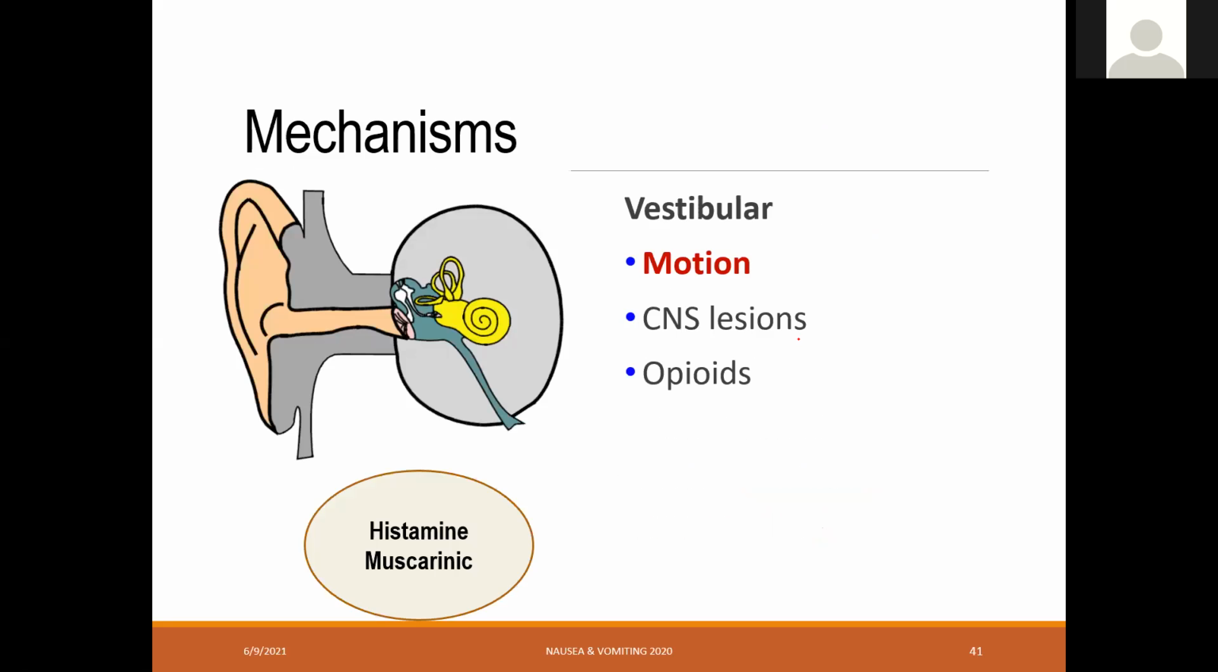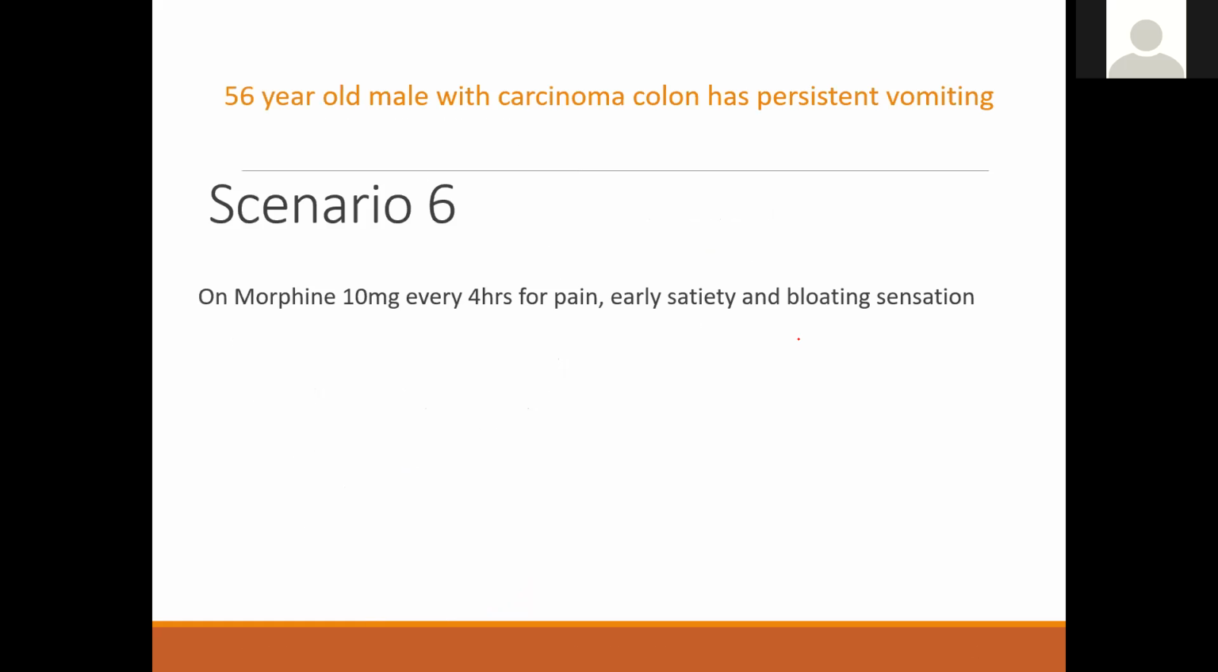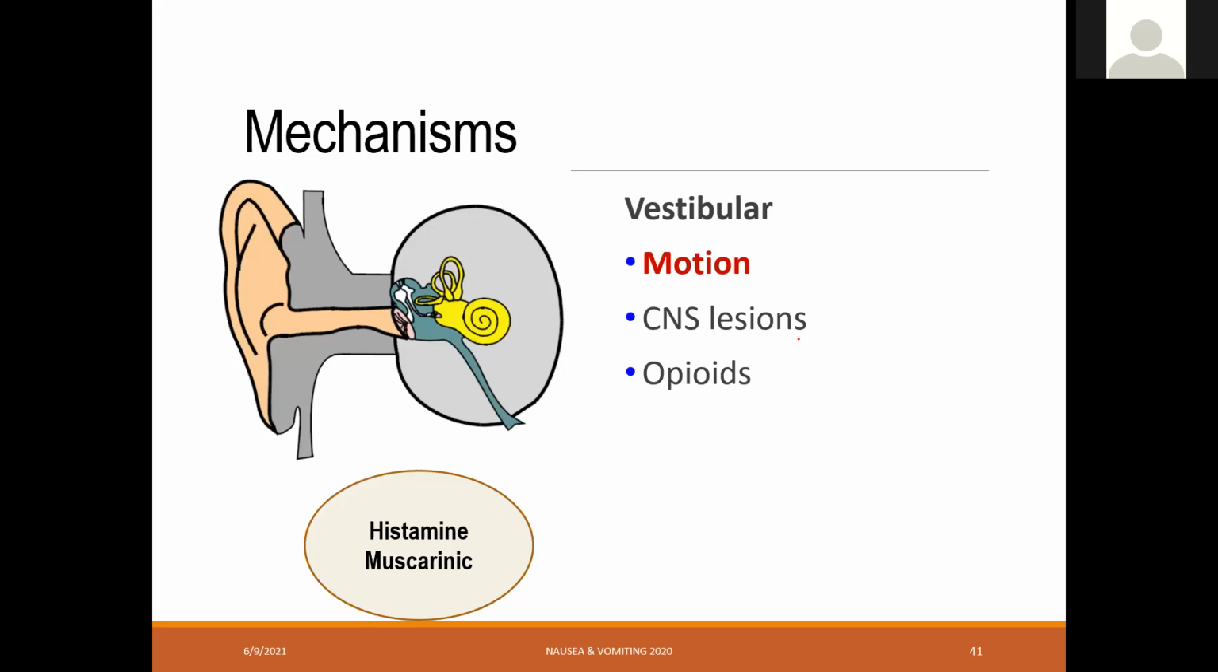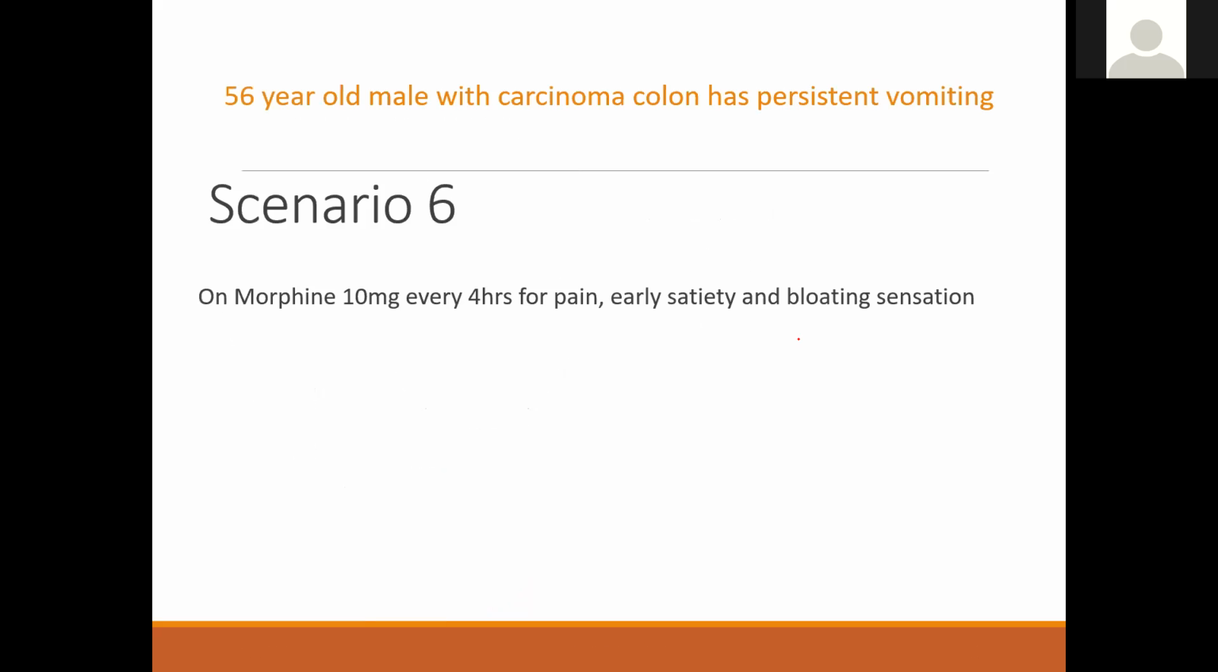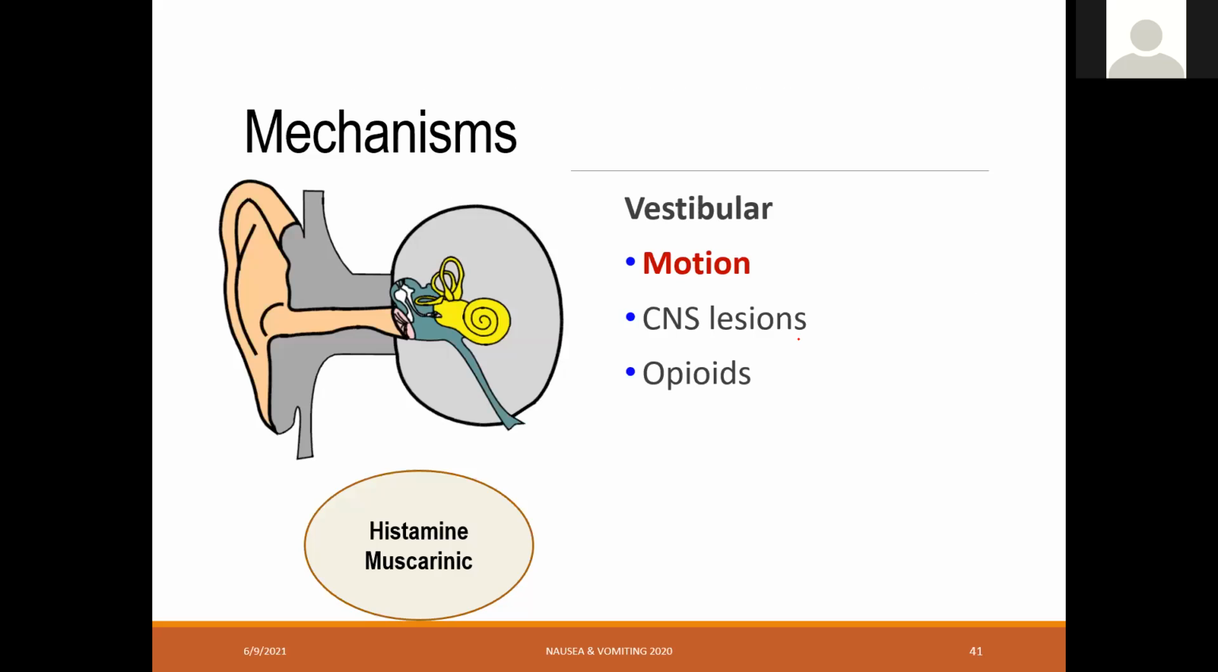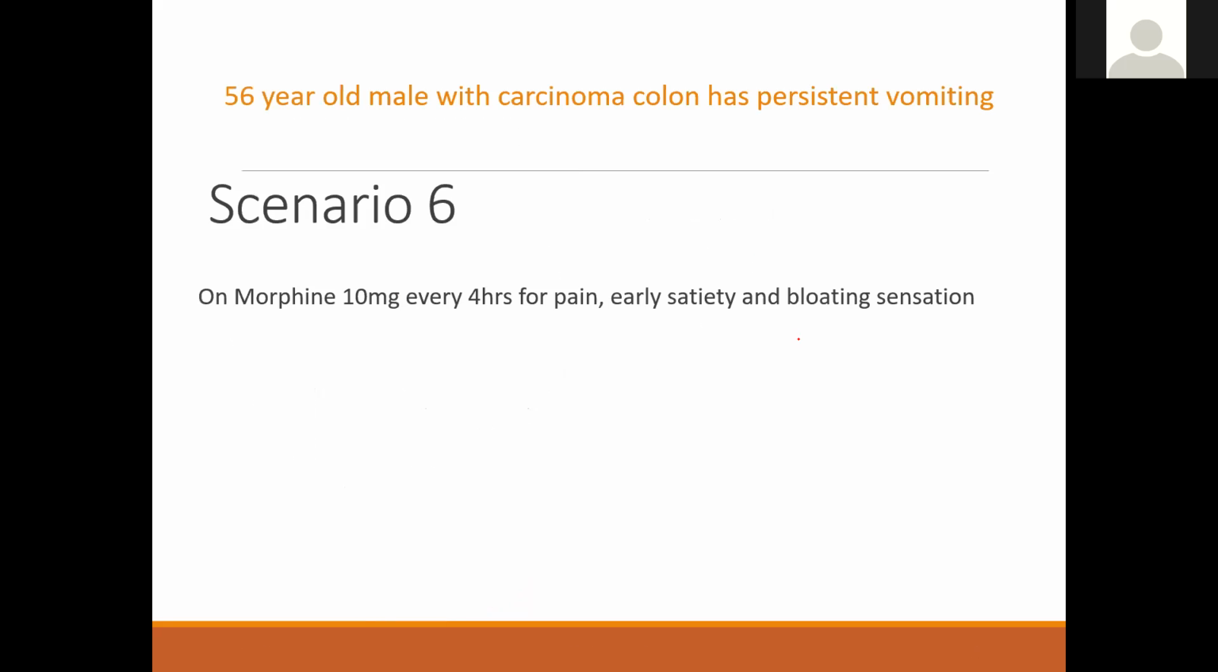Yes, sir. Thank you so much for the response. So it is vestibular or motion related. Here we have to give histaminic or muscarinic blockers. The commonly used drug we all very commonly use is promethazine. Very rarely, morphine can also cause this; some patients will tell you after starting morphine that they have motion related nausea and vomiting.